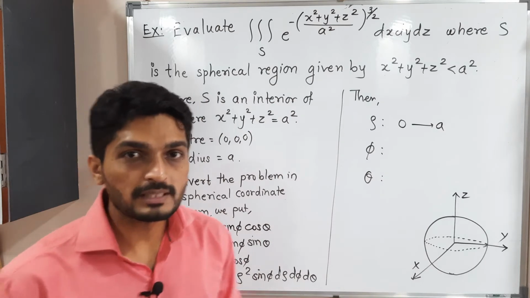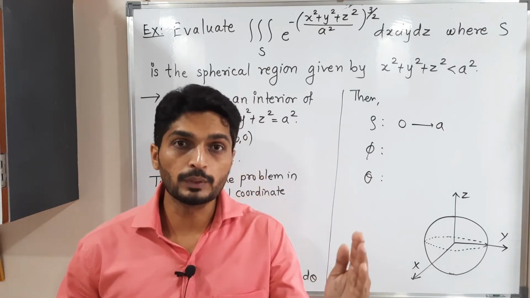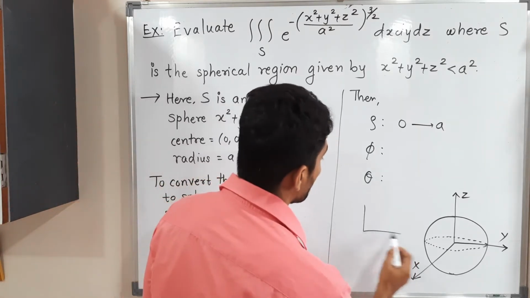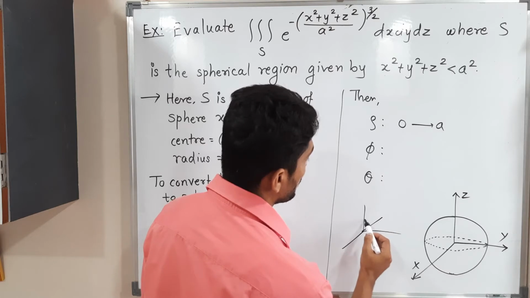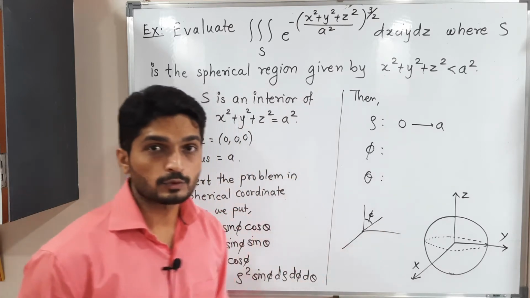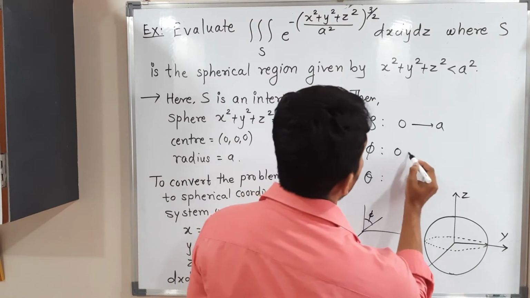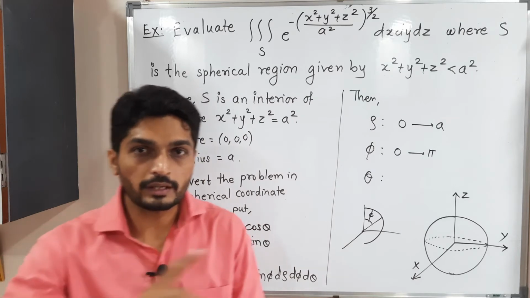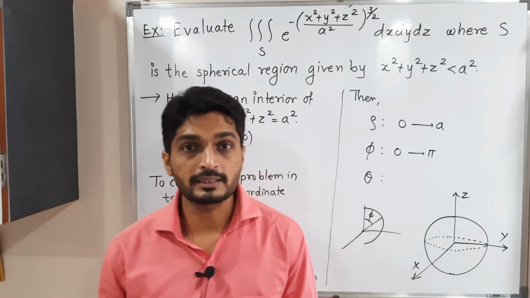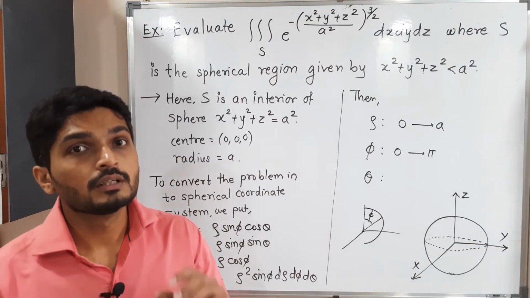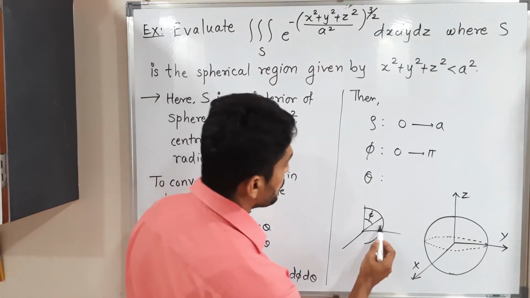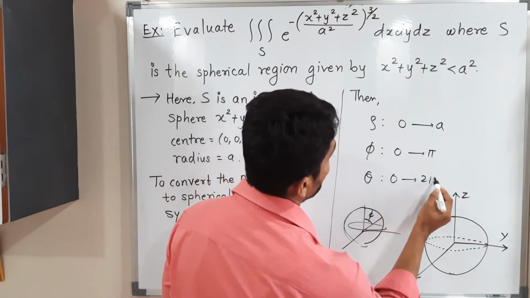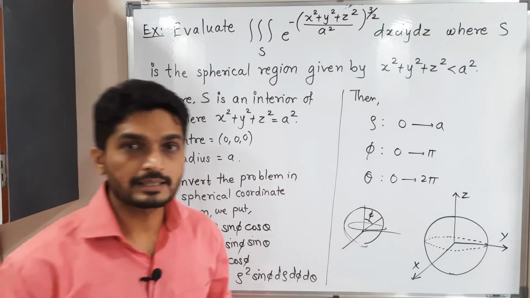What about phi? Phi means the radius vector makes an angle with the positive z axis. To cover a complete sphere, suppose this is the xy plane and suppose this is a radius vector, so it makes an angle phi with the z axis. So we vary phi from 0 to pi. If you vary phi from 0 to pi, we will have a half circle, and if you rotate the half circle about the z axis by 360 degrees, then we will have a complete sphere. So theta should vary from 0 to 2 pi. Okay, so these are our limits and these are our substitutions.